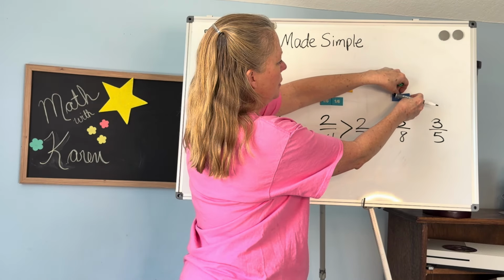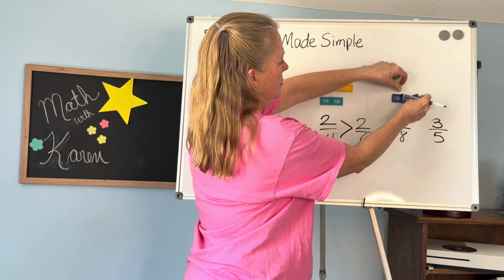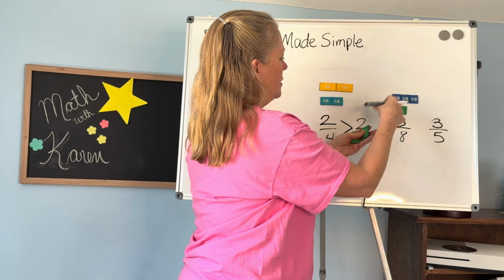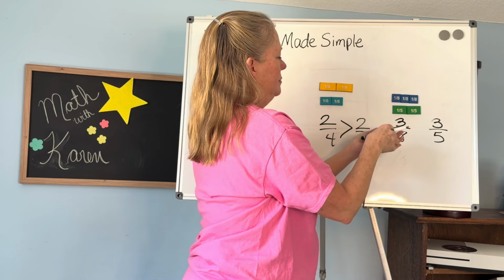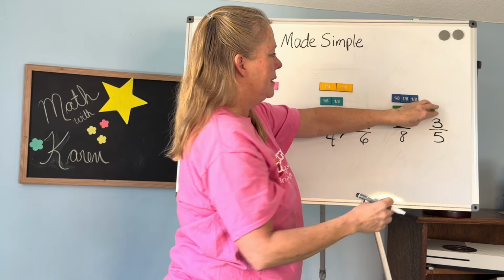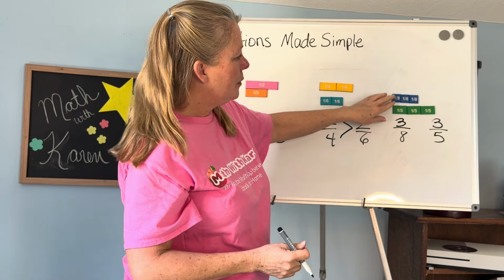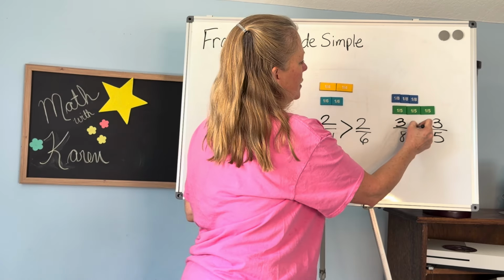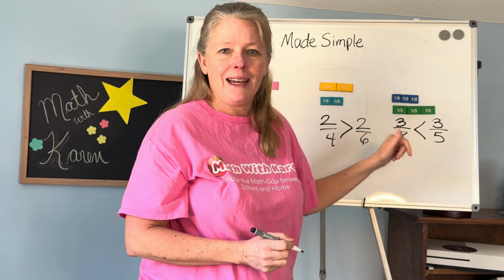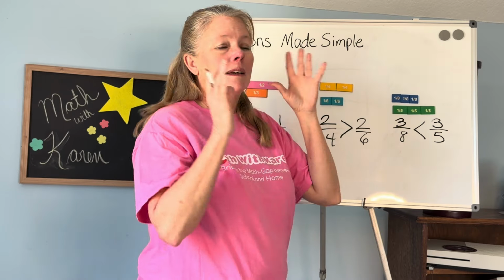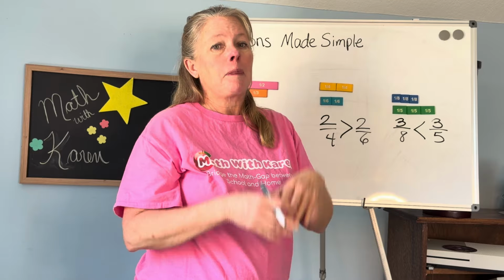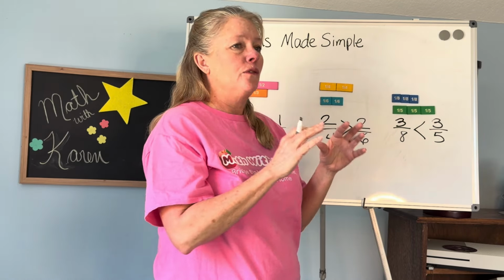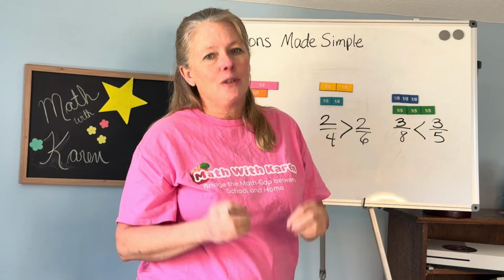So here is 3/8 compared to 3/5. All right, that's a big difference. 3/8 is less than 3/5, so we're going to have our sign pointing this way. Big key takeaway: the more the pieces, the smaller they are. The fewer the pieces, the greater they are.